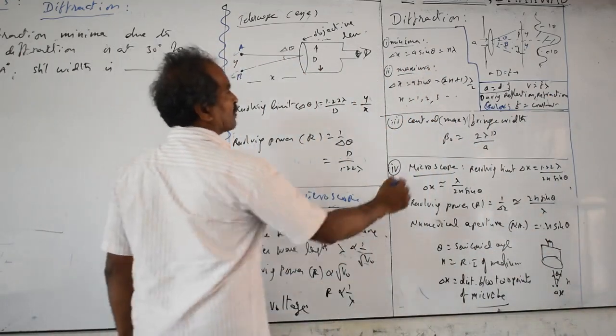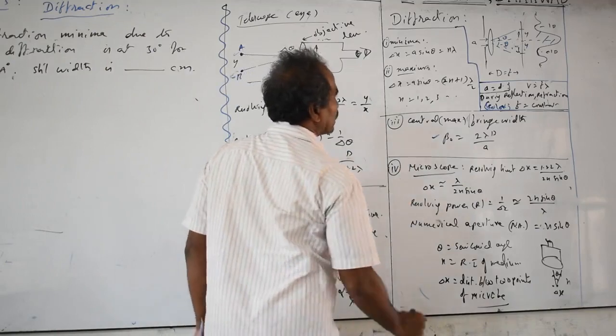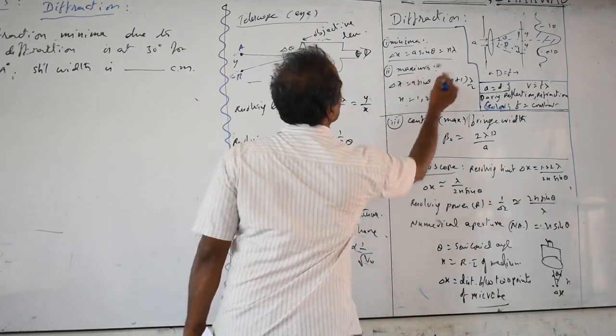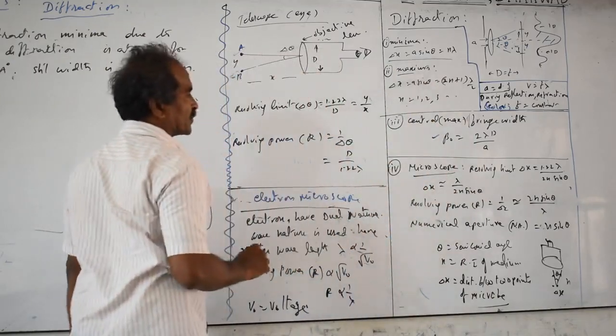And the central fringe width formula is beta naught equal to 2 lambda d by a. For the maxima and minima conditions, n equal to 1 to 3 we need to consider.